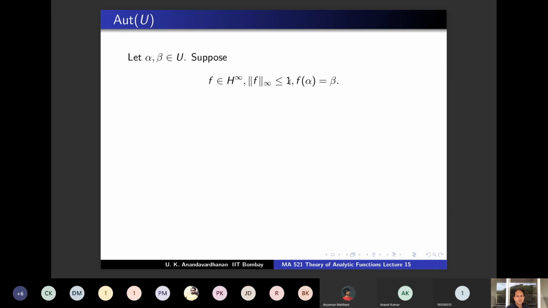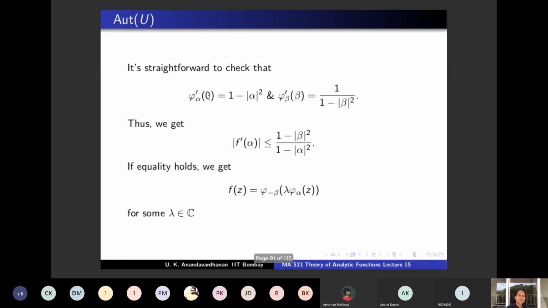You assume that the supremum is less than or equal to 1, and you have this information that f takes alpha to beta. From that, you have bounded the value of f prime at alpha. You have got a bound on f prime at alpha in terms of beta and alpha. f takes alpha to beta, and that's the only information required in order to bound f prime at alpha. So it's quite a beautiful result.